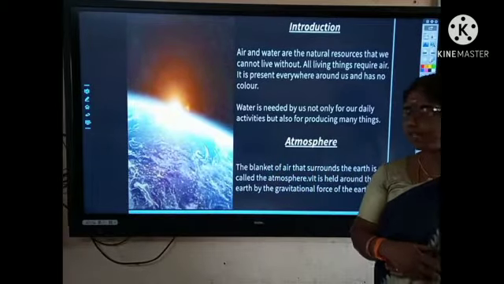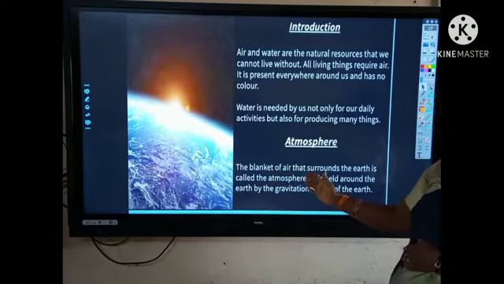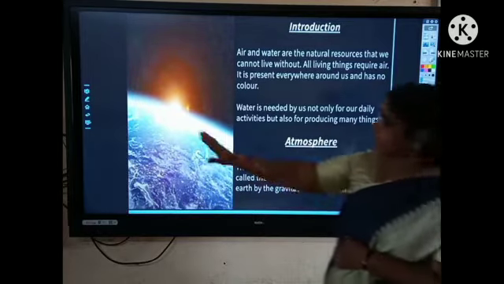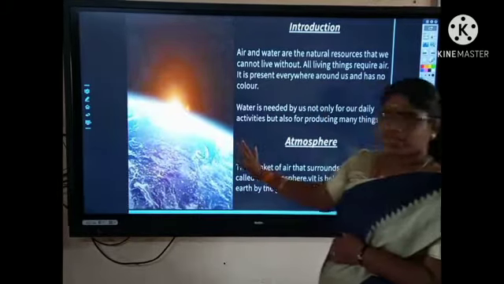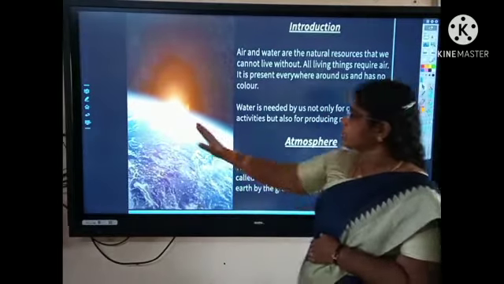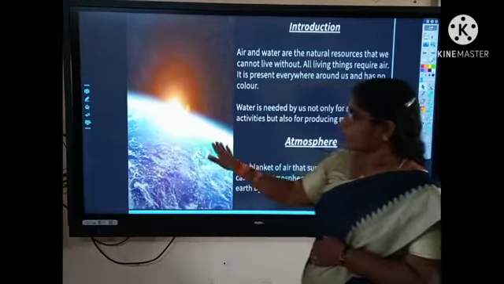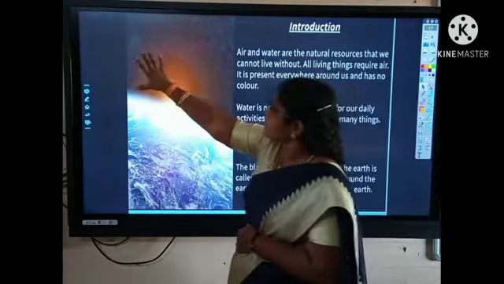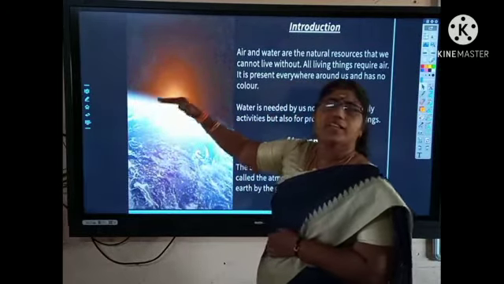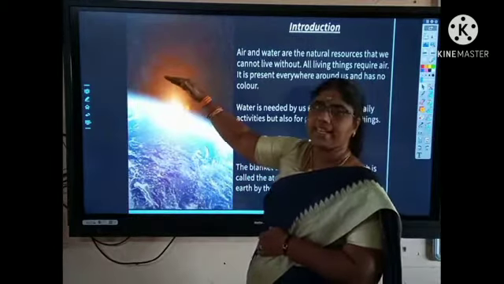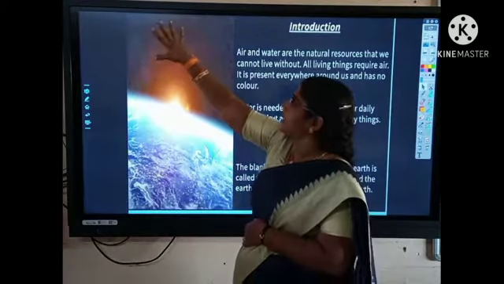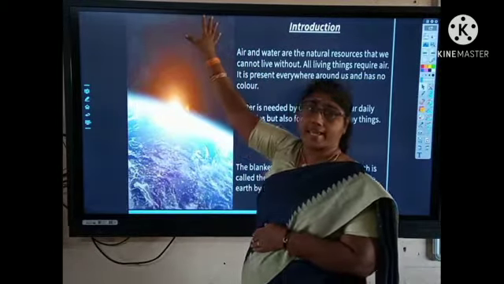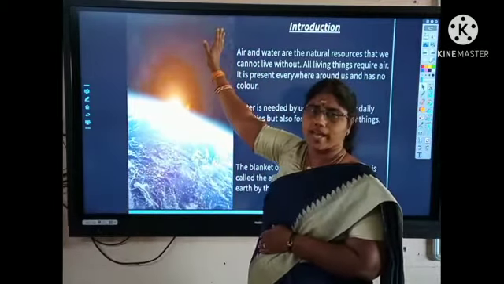What is atmosphere? The blanket of air that surrounds the earth is called the atmosphere. Here you can see the picture. Can you observe the picture? This is the surface of the earth and a thick layer of air is there. This thick layer goes gradually thinner, and after that there is no air at all. This place is called space. In space, there is no air.